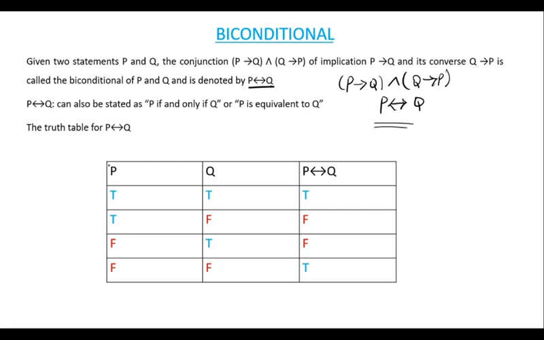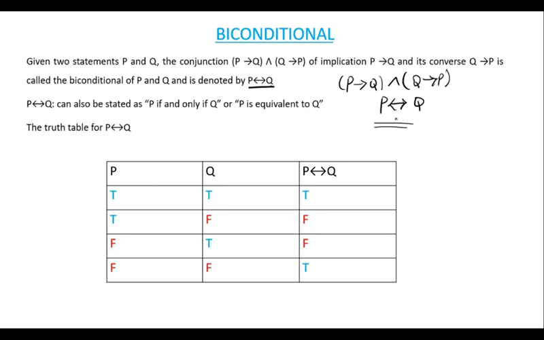Now let's look at the truth table for the biconditional. So we have the statement P, we have the statement Q, and then we have P biconditional Q. So we have the values over here. We have true, true, false, false, as we normally write for any first statement. And then the second statement, we have Q, with the values true, false, true, false, just to make it balance.